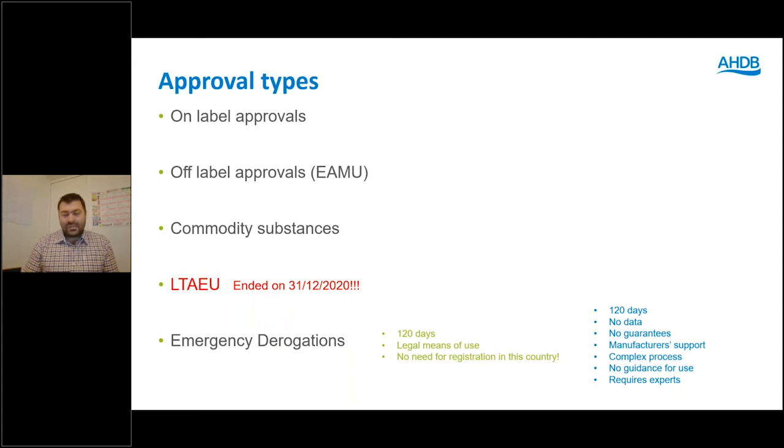The process itself for applications for emergency derogations is very complex as well. And of course, often these come with no guidance for use. It will just say the dose rate and maybe even a water volume, and that's it. The rest of it is down to what the regulator will issue as a limitation of use. And obviously, these emergency derogations being so complex, they do require a very high level of expertise for us to be able to bring them into this country.